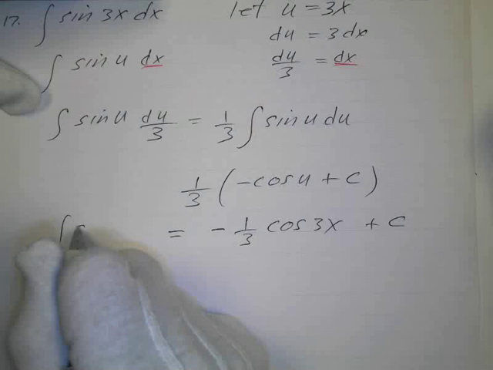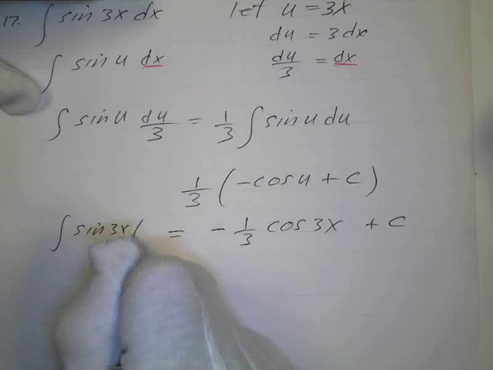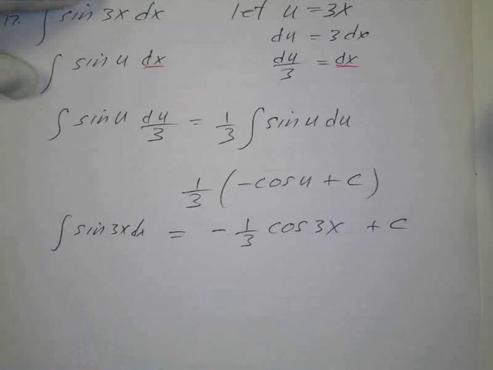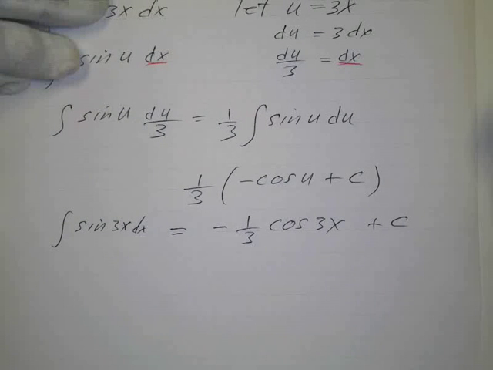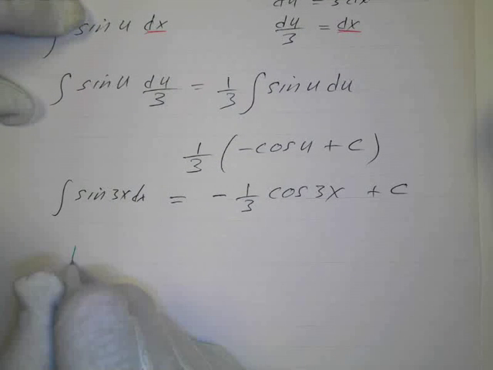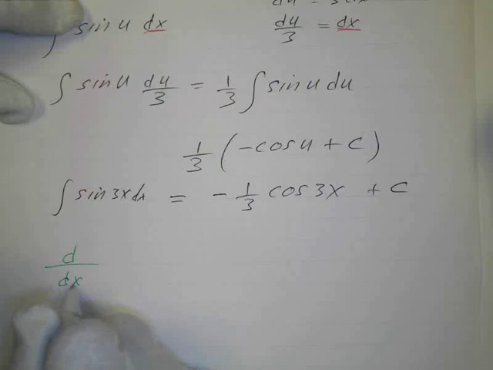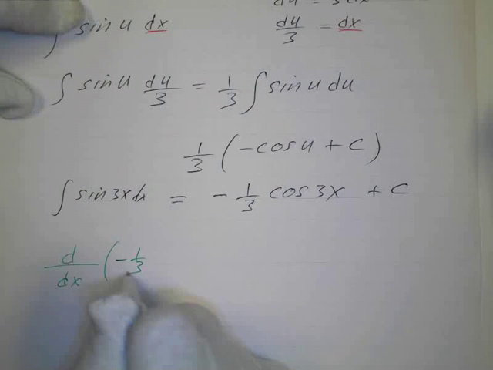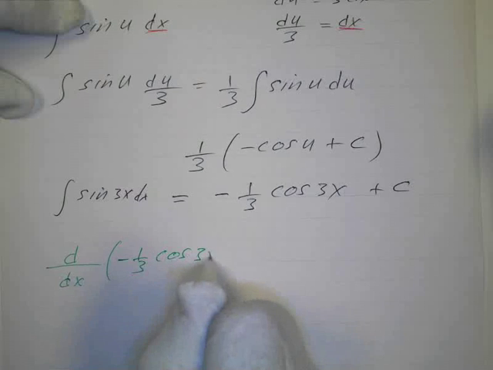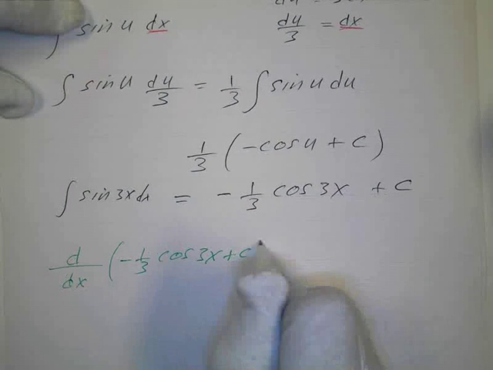Okay, so that's the integral of the sine of 3x dx. Then they want you to check that by differentiation, so that's going to be kind of a pain over here, but we'll do it. So we'll take the derivative with respect to x, and this is kind of like we did on the second three problems, of negative 1/3 cosine of 3x plus c.